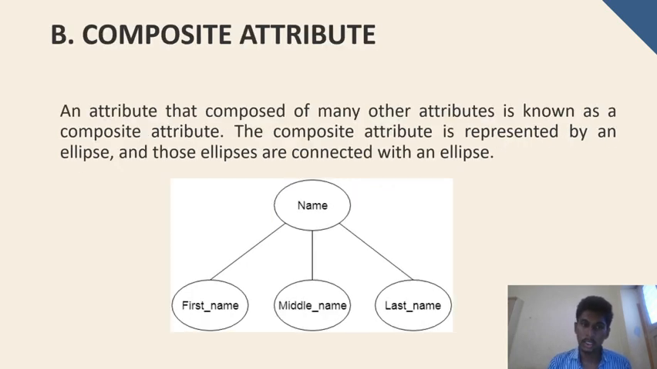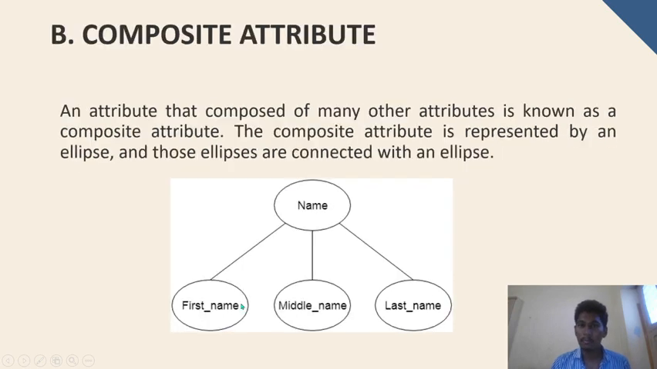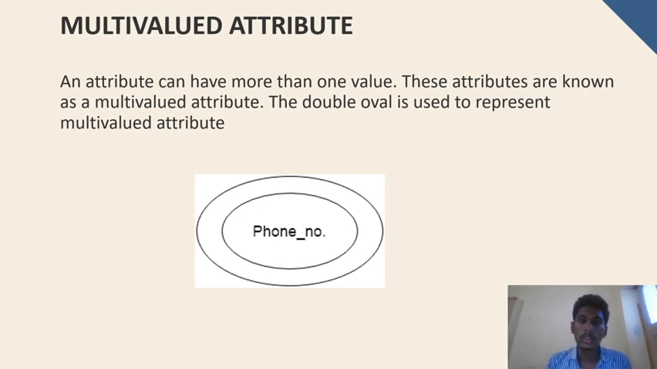Let us see about the composite attribute. Composite attribute means, as we can see before, here the name. We may have first name, last name, and middle name. So a composite attribute is an attribute consisting of many other attributes. Here name consists of many attributes: first name, middle name, last name. These are connected with an ellipse. As we can see here, it is an attribute and it consists of other attributes like first name, middle name, last name.